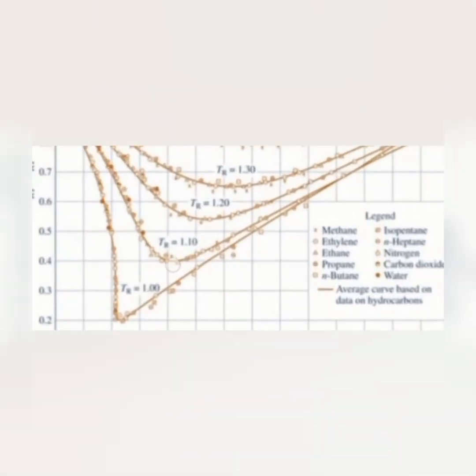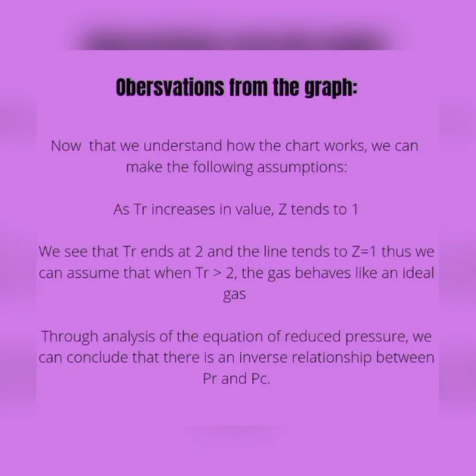Firstly, we have to see what shape represents ethylene. And we can see that it is a circle. And now we can look and see TR is equal to 1.1 on this line and PR is equal to 2.0 on this line. And here we have a circle that represents ethylene, and we can see that ethylene has Z equal to approximately 0.4.